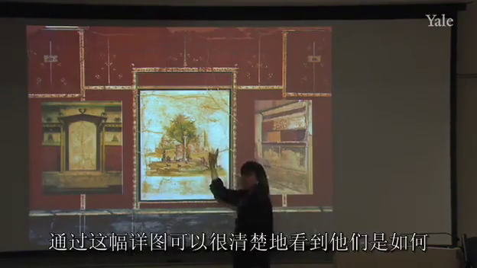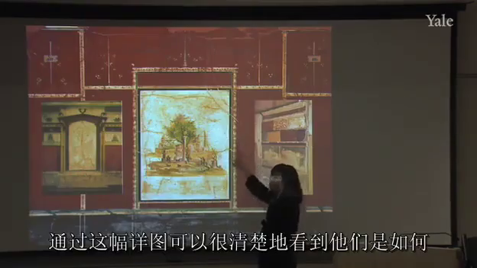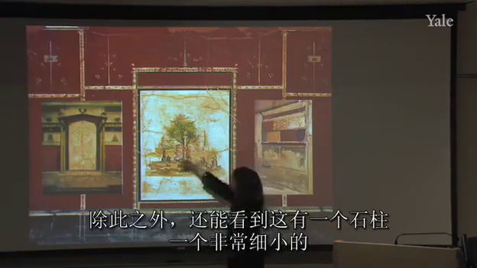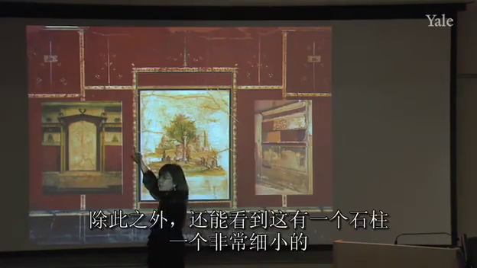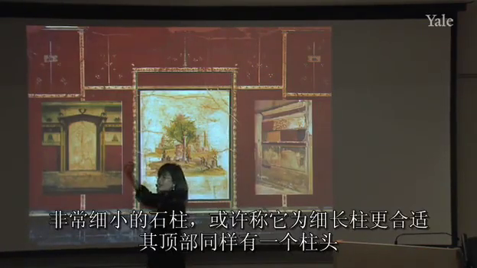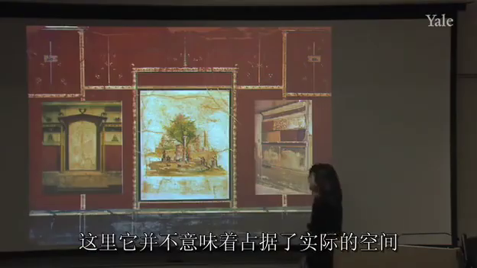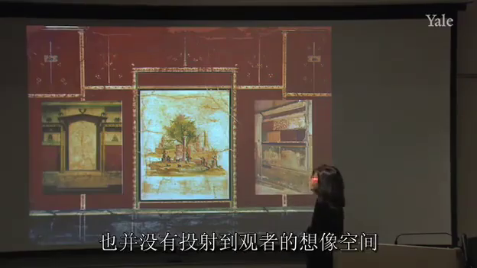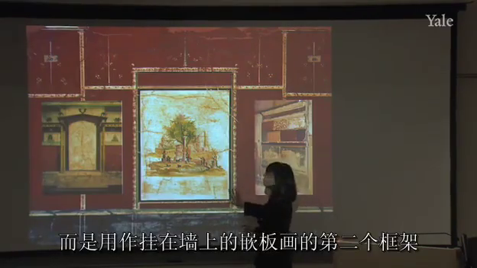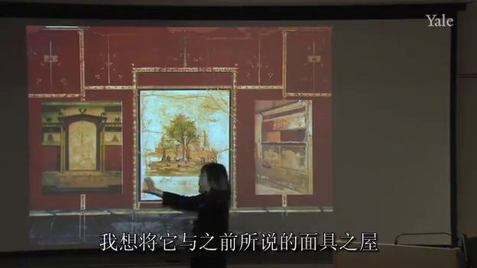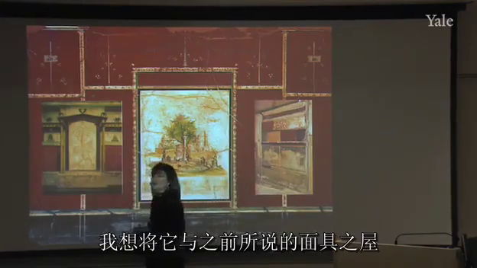You can also see here extremely well in detail the way in which they have outlined this panel with a black frame to make it very clear that this is contained within a frame, that beyond that they have, you can now see that this is a column, a very attenuated, very delicate column, more a colonnette we might call it, with a capital at the top, but it is meant here not to occupy any real space, not to project into the viewer's space, but to serve as a second frame for the panel picture that is placed on the flat wall.